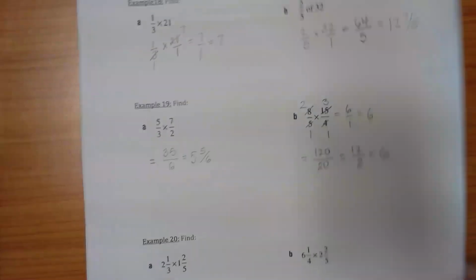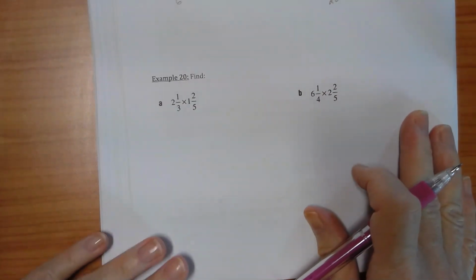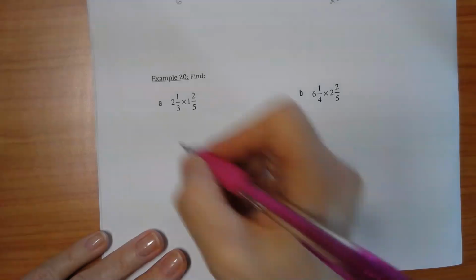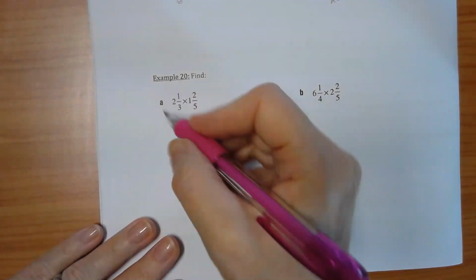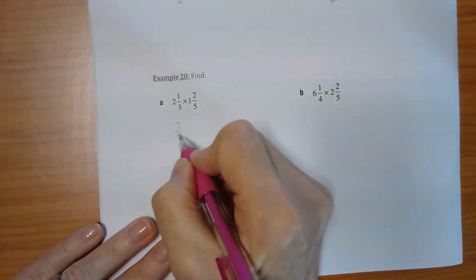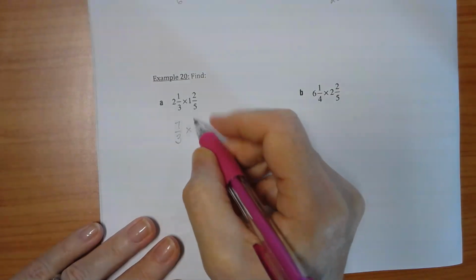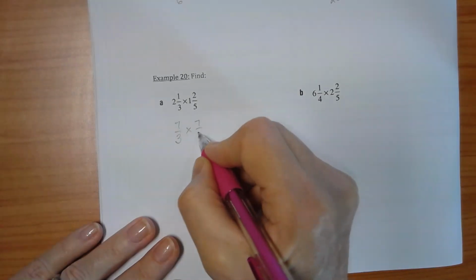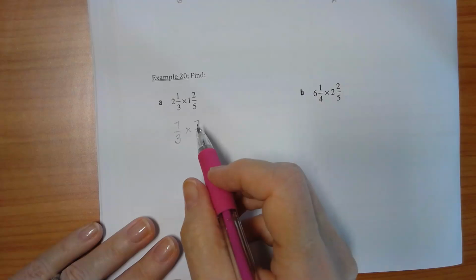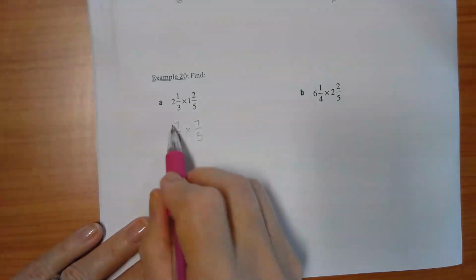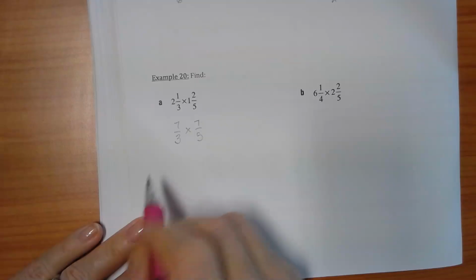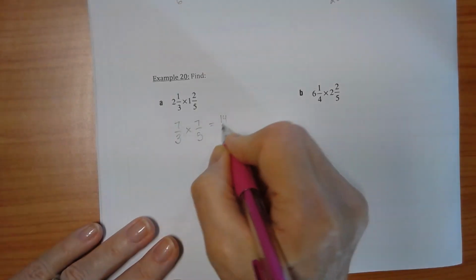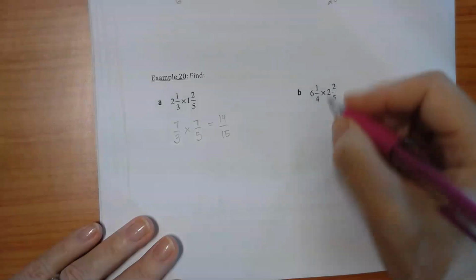Okay. Last one here. I need to change these to improper. So I know everybody knows how to change to improper now. So this is 7 over 3, either by working out or with your calculator. So I'm not going to stop and show again. 7 over 5. Now, I can't cross these out because they're both on top. I can only cross from top to bottom, and there's nothing to do. So I get 14 over 15, and I'm done.